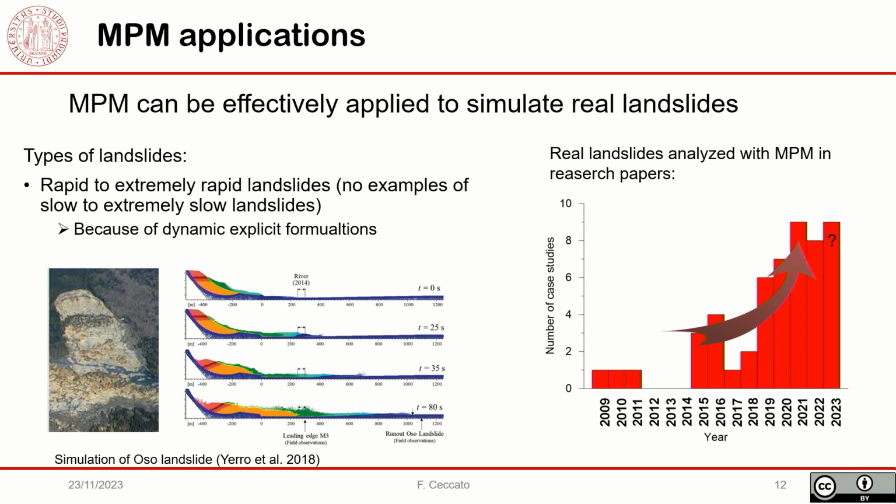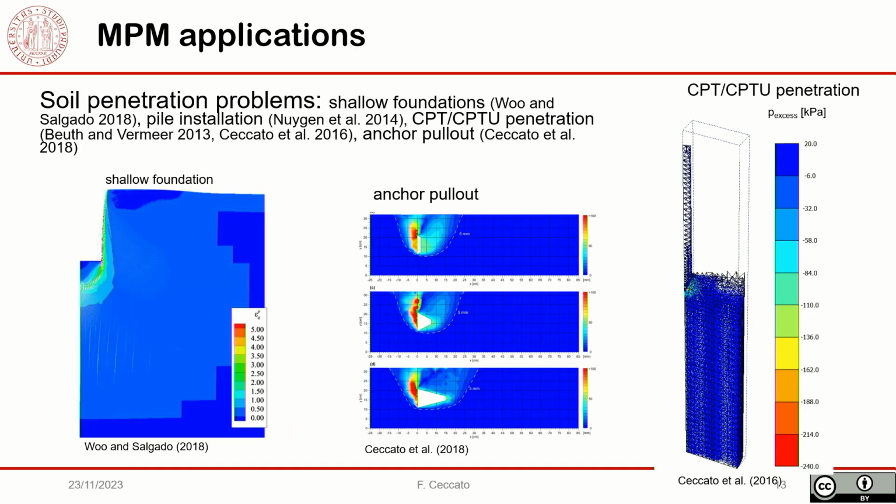And on the left, you can see an example of a real landslide. This is the Oso landslide simulated with the MPM. Usually, these cases of real landslides are cases of rapid landslides. There are no examples of slow landslides. This is because most of the formulations are dynamic and explicit, so it will take you a lot of time to simulate very long processes like slow-moving landslides.